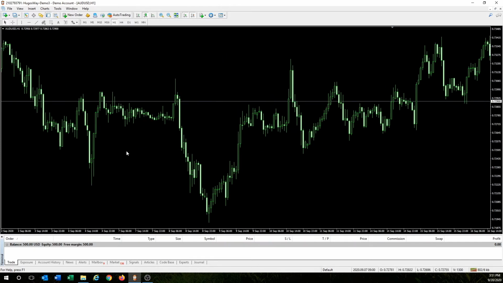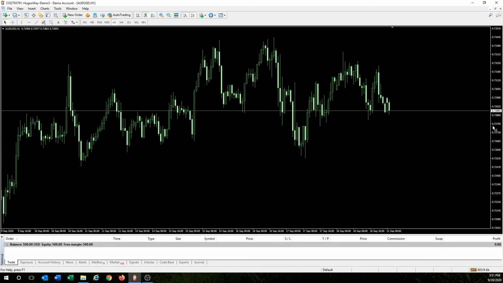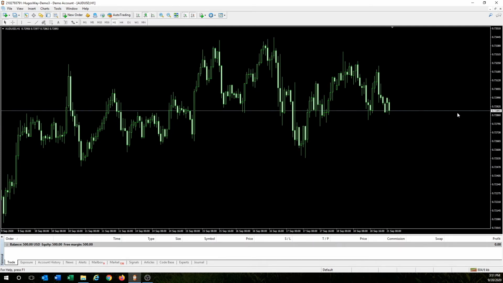If I try to go back in the past, see how I went back, give it 1 second, see how it snapped back to current price? That's what these two buttons do. It forces the chart to scroll to the right when new price comes out. And this one, I'm toggling it off and on, see how it creates this gap right here?